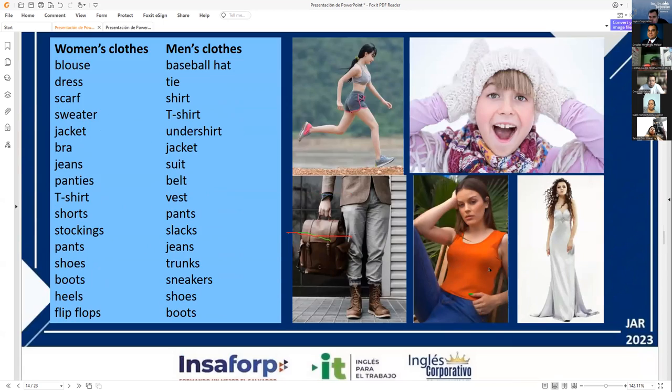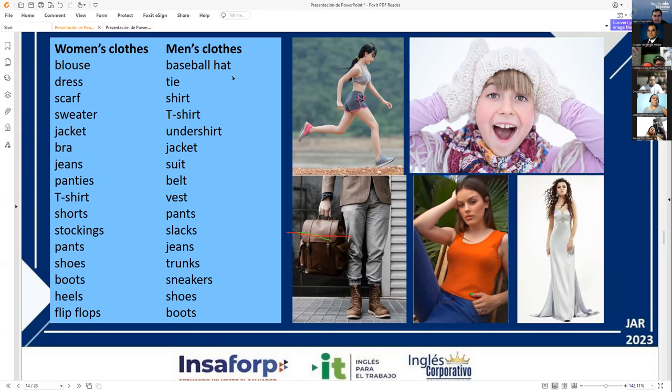Okay, let's move to the meat. Vamos a la carne. Let's go to the meat. Okay, check over here. Women's clothes: blouse, dress, scarf, sweater, jacket, bra, jeans, panties, t-shirt, shorts, stockings, pants, shoes, boots, heels, flip-flops. Again: blouse, dress, scarf, sweater, jacket, bra, jeans, panties, t-shirt, shorts, stockings, pants, shoes, boots, heels, flip-flops.